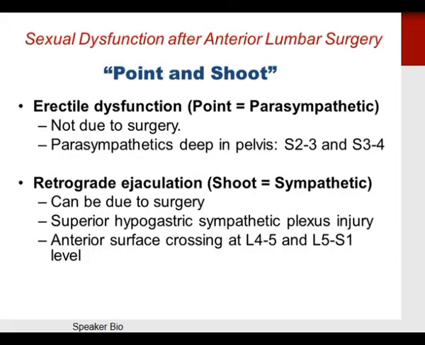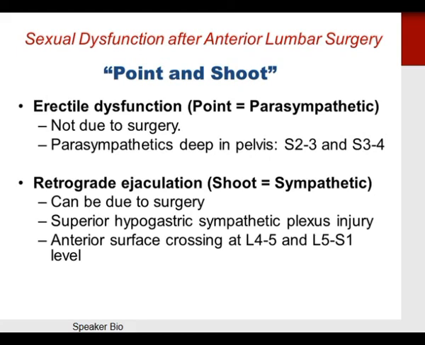Remember that during approaches to the lumbar spine, anterior approaches can place the nerves at risk. In particular, remember that sexual dysfunction after anterior lumbar surgery has been well described. In the case of injury, it's from retrograde ejaculation due to sympathetic injury. This is the point and shoot.